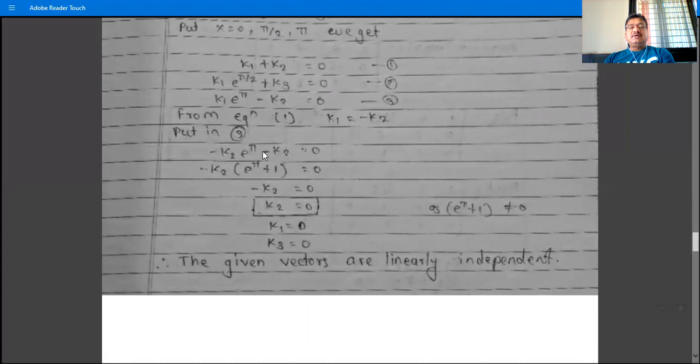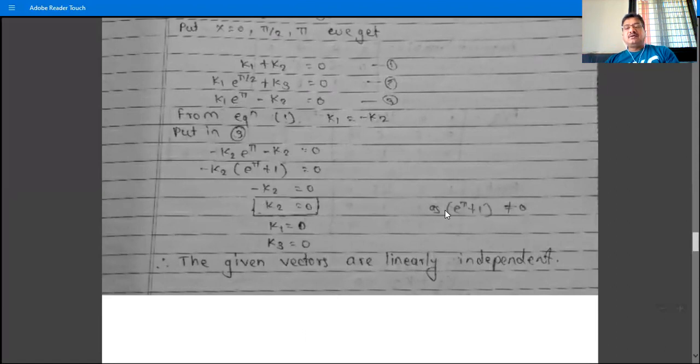Or we take k1 as minus k2 in this equation. We have minus k2 e raised to pi minus k2 is equal to 0. So take minus k2 as common: minus k2 times e raised to pi plus 1 is equal to 0. Because e raised to pi plus 1 is not equal to 0, and the product of these two is 0, one of them is 0, so k2 is 0. We know that if a into b is 0, then either a is 0 or b is 0.